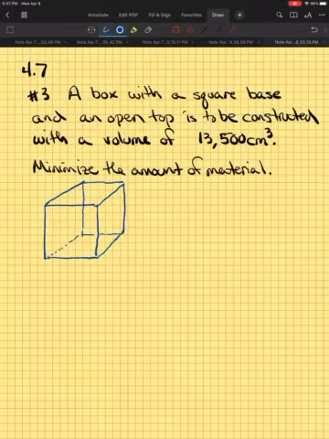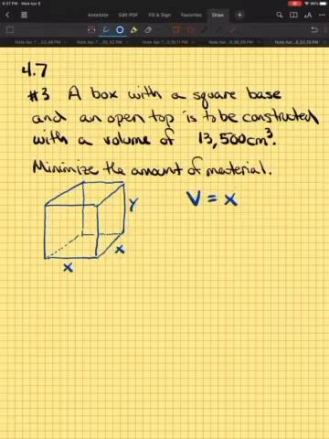Okay, so here's our box. Now remember, this box has no top, and it has a square base, and I'm going to label the base X and X, and I'm going to label the height of the box Y. Why? Because I like that variable. And the volume of this box equals X squared times Y. Base times length times height.